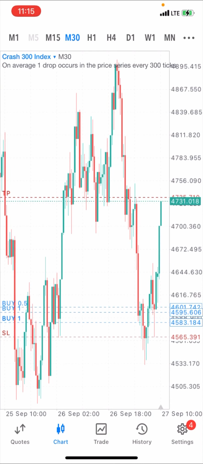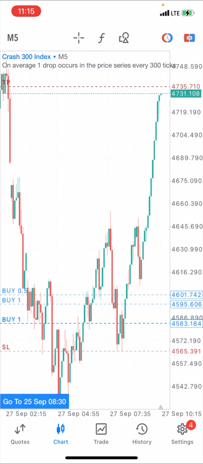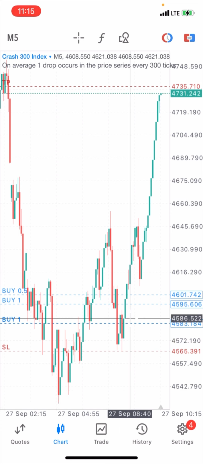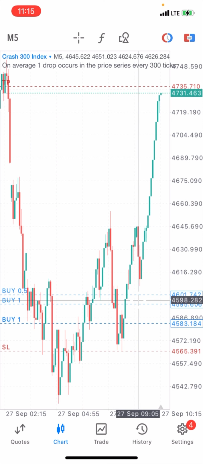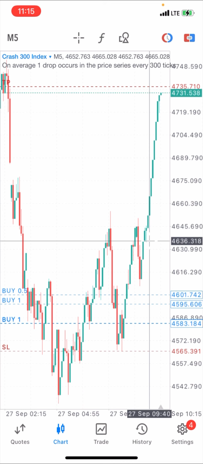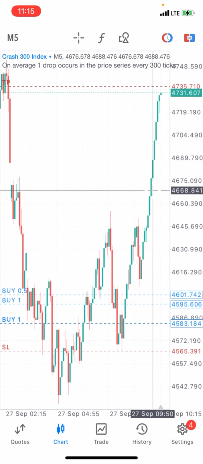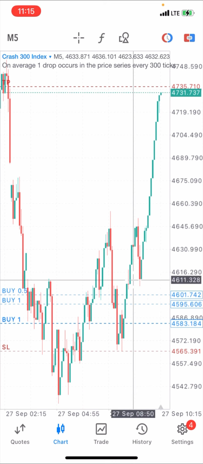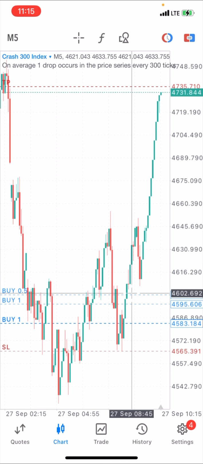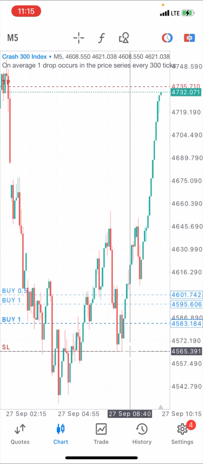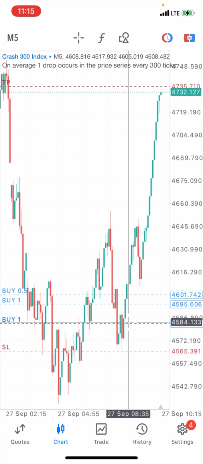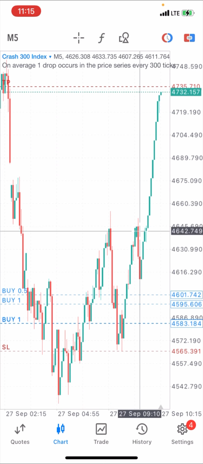All right, so we are milking Crash 300 right now. This is the entry. I had to take more positions when I realized that it was actually going to give us the candlesticks that we are targeting. So I had to add some more positions here, but this was the first entry, and this is our SL. Immediately after we entered the market, it started moving to the upside.